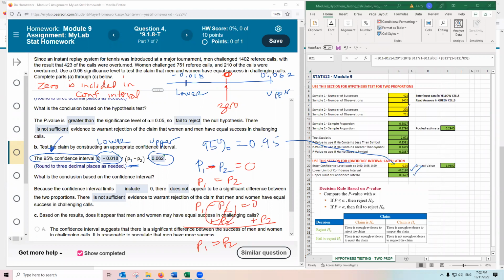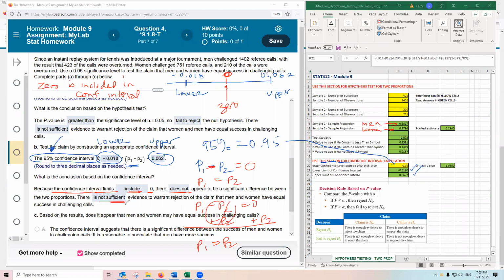And if I look at the actual proportions for men, it was about 30% of the calls. For women, it was about 28%. So that's telling me that these two percentages are so close together, there's really not a significant difference. So here's my conclusion. Because the confidence interval limits include 0, there does not appear to be a significant difference. There's not enough evidence to reject the claim. So it's the same answer we got from the hypothesis test. It's just we use the confidence interval analysis to come to the conclusion.